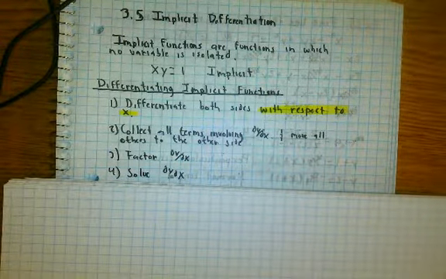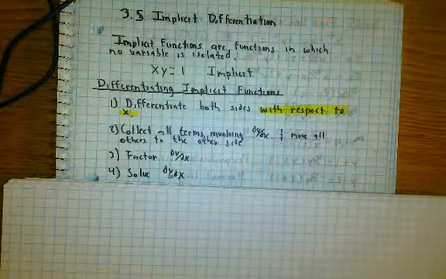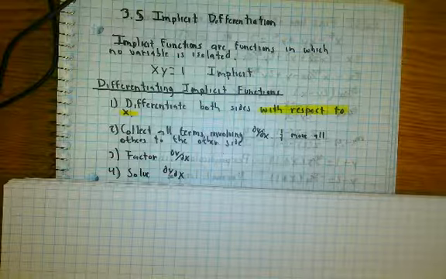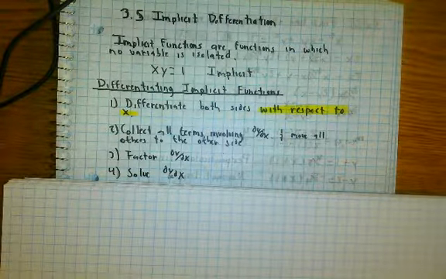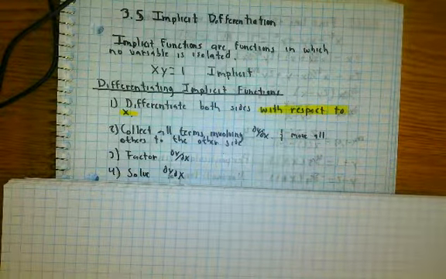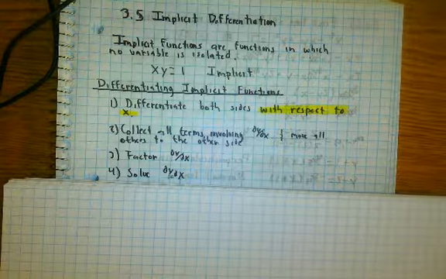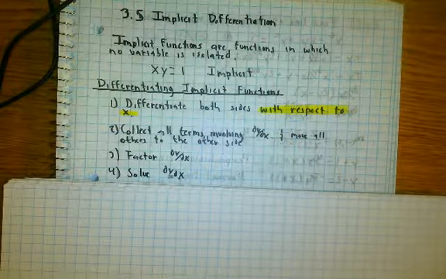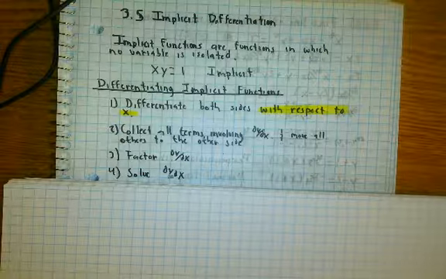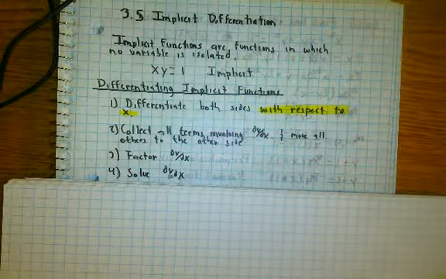Step number 2 is you're going to collect all the terms that involve dy/dx. Again, if you don't understand what that means, we'll talk about it during a problem that we do. And move everything else to the other side. You're going to factor dy/dx, and solve for dy/dx. Now, what does dy/dx mean? The derivative. It makes sense that we want to get dy/dx by itself so that we can say, hey, the derivative is equal to this. If you're completely confused about what I'm talking about, just stay with me. We'll do a problem in just a second.